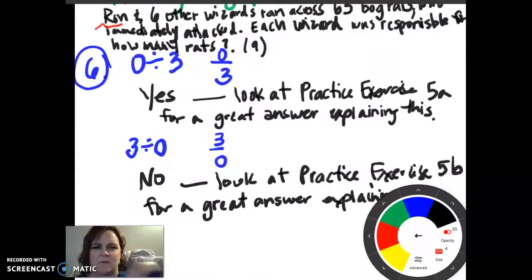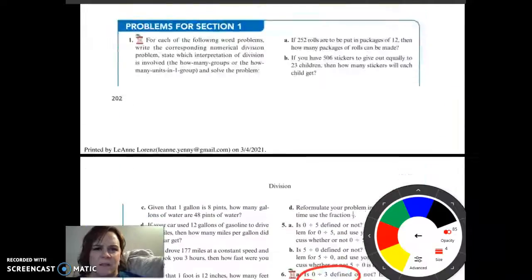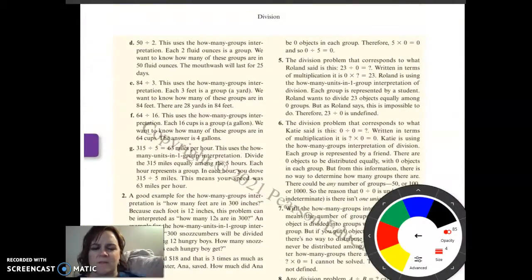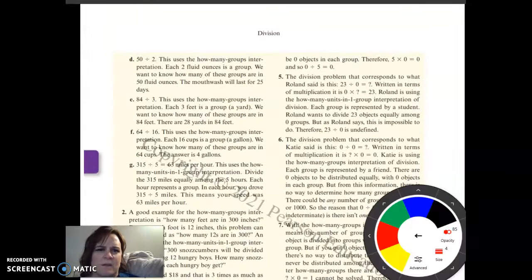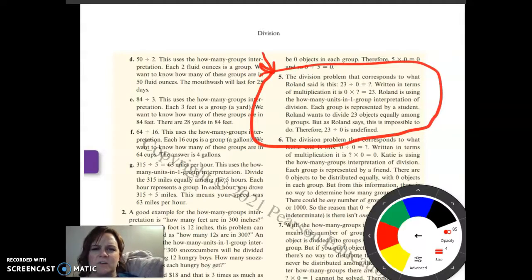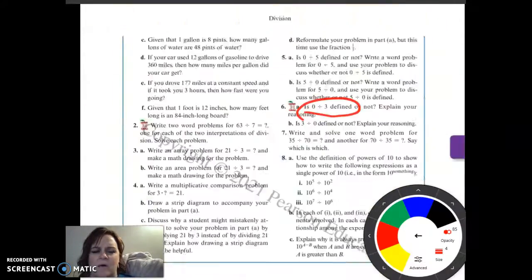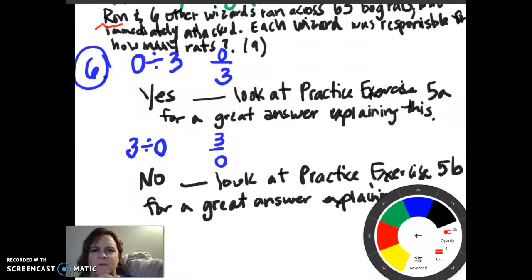And I went to write a good reasoning here, and then I realized that in 5A in the practice exercises, so that's these right here that are highlighted. This is a great place to go to look through and see how you can reason through 0 divided by 3 being defined and 3 divided by 0 as being not defined. It's a nice way to really look at our definition of division in a how many groups perspective, or how many in one group perspective, and use that to understand dividing by 0.